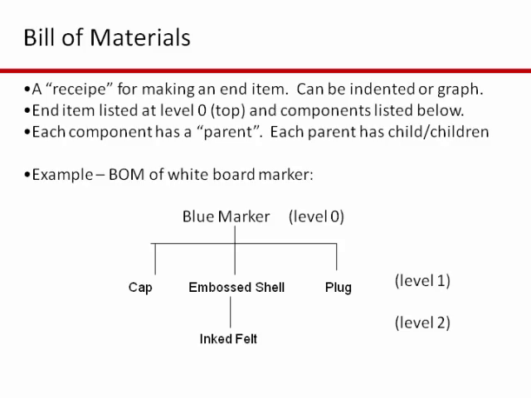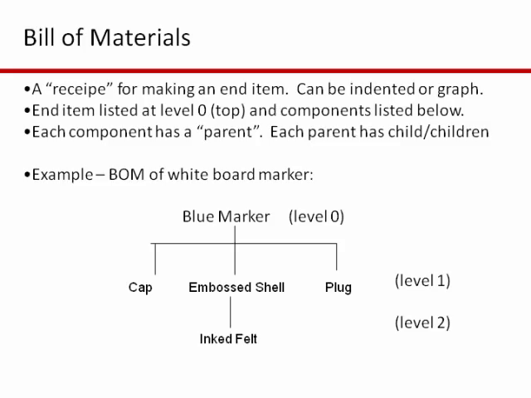All right, so I mentioned that the act of exploding is a way of breaking an end item into its components. Well, one of the tools that we have for doing that is called the bill of materials. And the bill of materials, you can think of it like a recipe for making an end item. All right, so we can either have an indented bill of material or a graphical one, a product structure tree. And I've shown you more the graphical one, which is a product structure tree. And these product structure trees have some conventions about them.